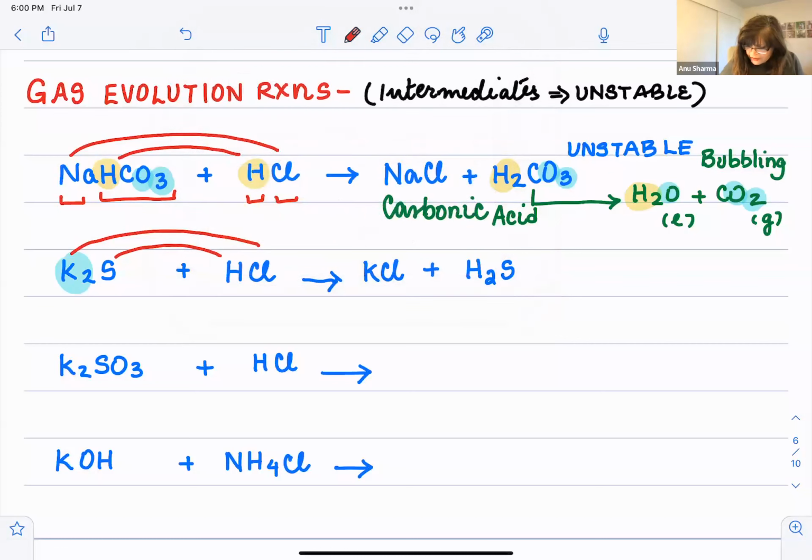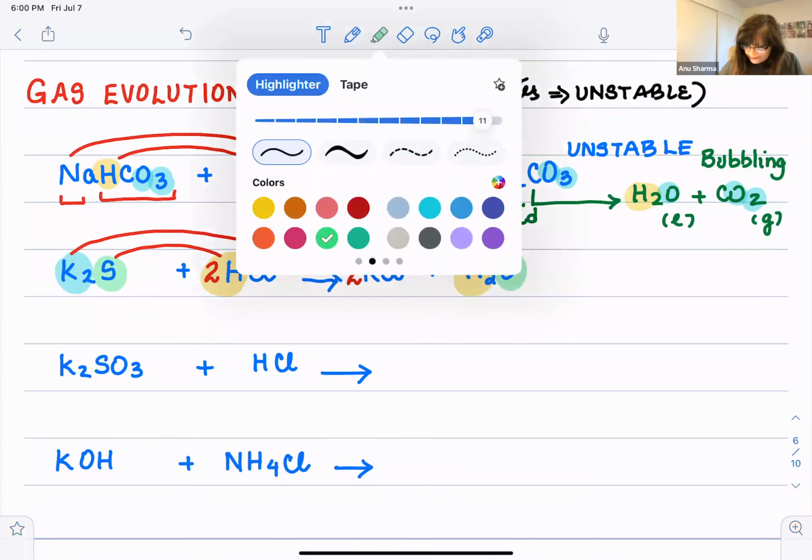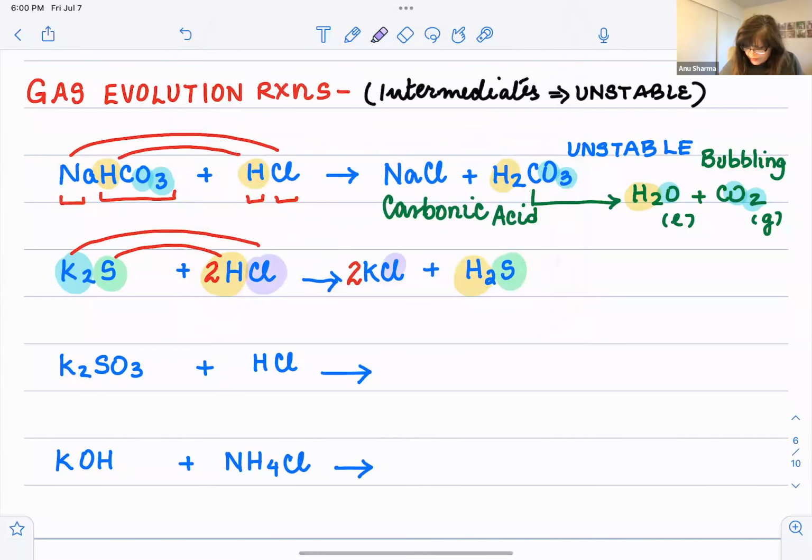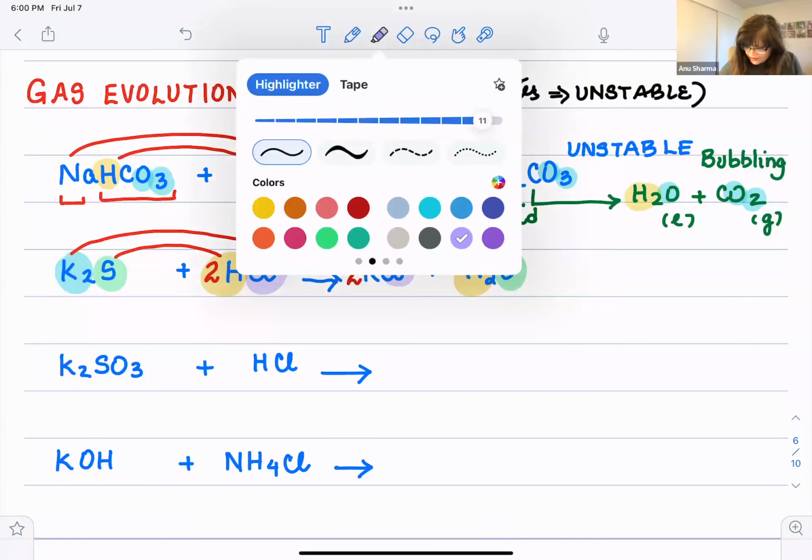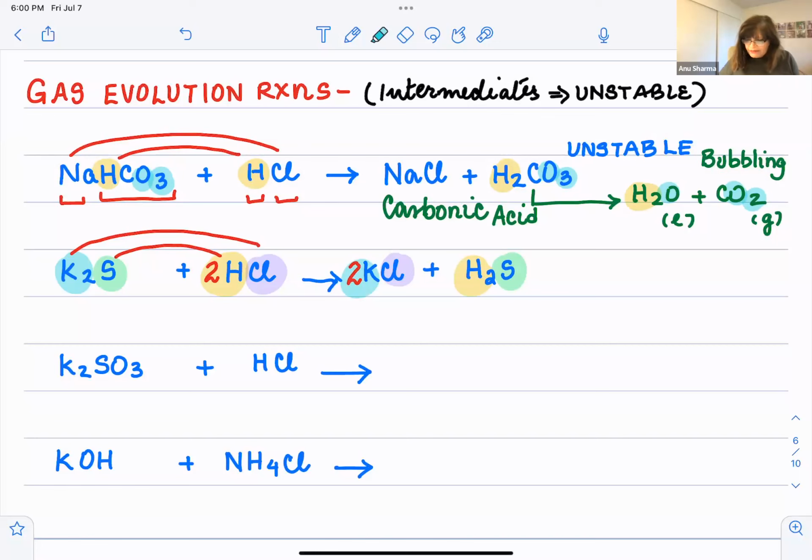So what are we going to do? If we add 2 here, that balances the potassium, but it messes up the chlorine. So you're going to put 2 on this side, so that the 2 applies to hydrogen and also to the chlorine. Let me color code. We have 2 hydrogens here, 2 hydrogens here, 1 sulfur here, 1 sulfur here, and 2 chlorines, so 2 chloride ions and 2 chloride ions. And then the potassium is balanced this way. So this is a balanced reaction.